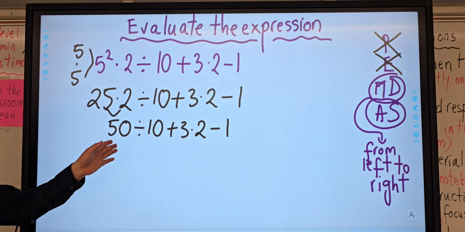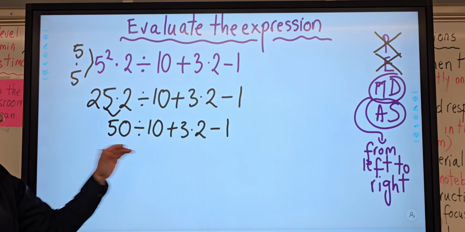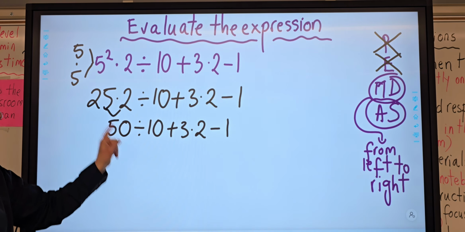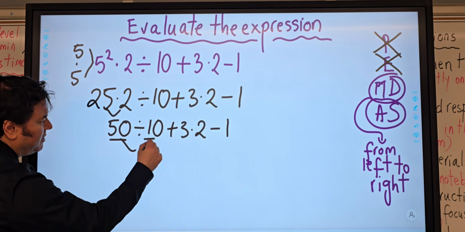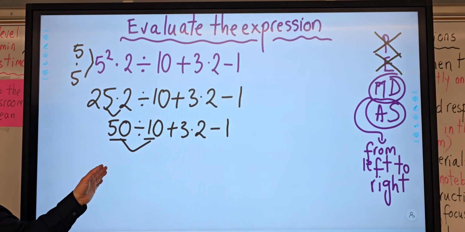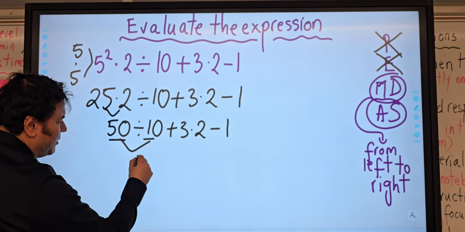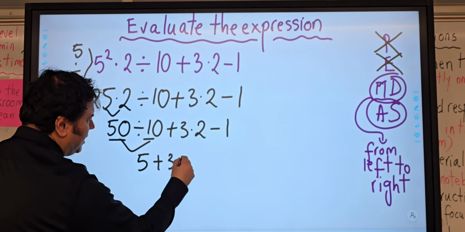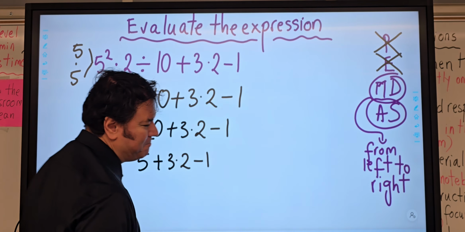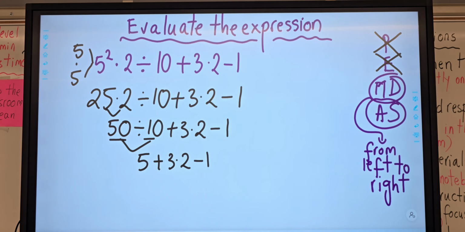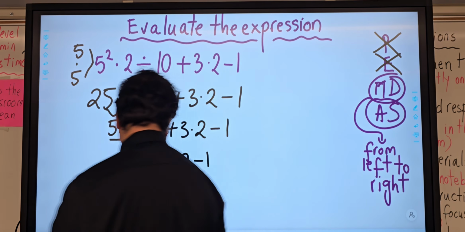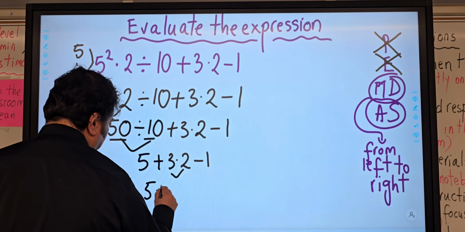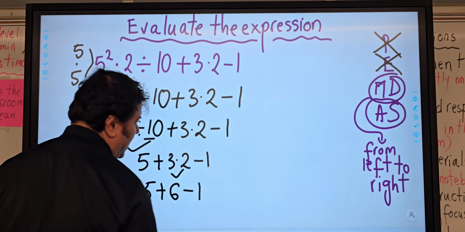Now we have division, addition, multiplication, and subtraction. And from left to right, division comes before addition. So let's divide 50 divided by 10. And 50 divided by 10 is 5. So we have 5 plus 3 times 2 minus 1. Okay, we still have a multiplication there. So multiplication comes before addition and subtraction. So 3 times 2 is 6. So we have 5 plus 6 minus 1.